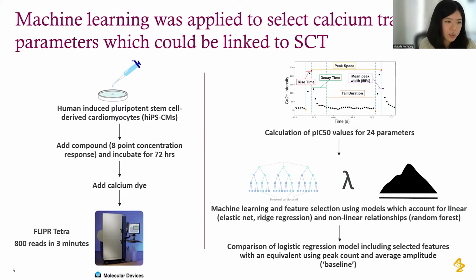For this experiment, we added our compounds of interest over an 8-point concentration response, and we incubated our cells for 72 hours. After that, we add a fluorescent calcium dye, and we put this into a FLIPR Tetra machine, which then measures the calcium abundance in 800 reads across 3 minutes. This will give us the calcium transient trace that we saw in the previous slide.